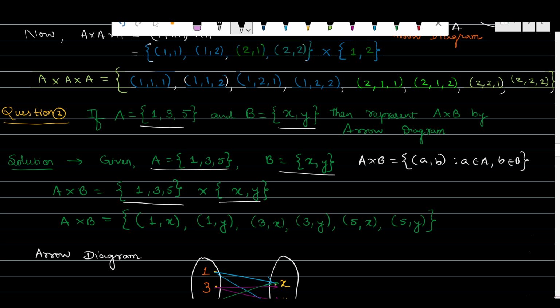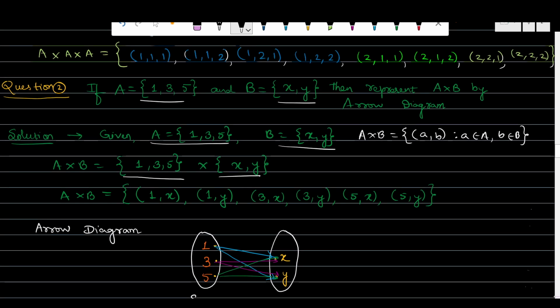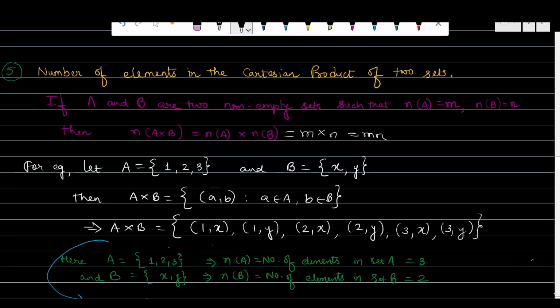So 1 maps to X, you can see by this arrow diagram. 1 goes to X, (1, X), 1 goes to Y, (1, Y), 3 goes to X, (3, X), 3 goes to Y, (3, Y), 5 goes to X, (5, X), 5 goes to Y, (5, Y). So basically these are the ordered pairs which we want to show. I hope this arrow diagram is also clear to you.